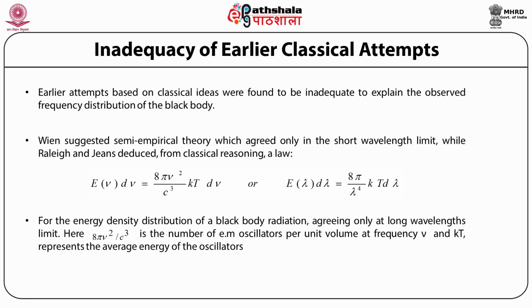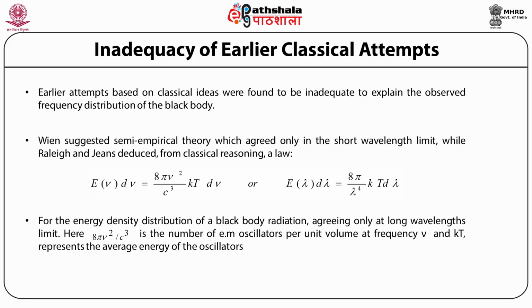Now, if we look at the expression given by Rayleigh and Jeans and try to see what was wrong with it, then we can clearly see that in the high energy or frequency limit, that is, the low wavelength limit, the expression for the energy density distribution diverges. You can see that in the term 8 pi mu square by c cube, if mu tends to infinity, then the entire expression also tends to infinity.